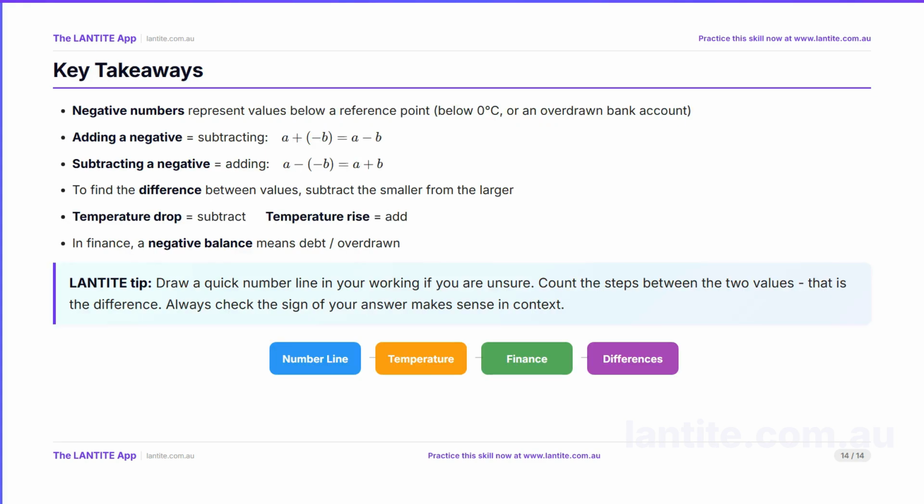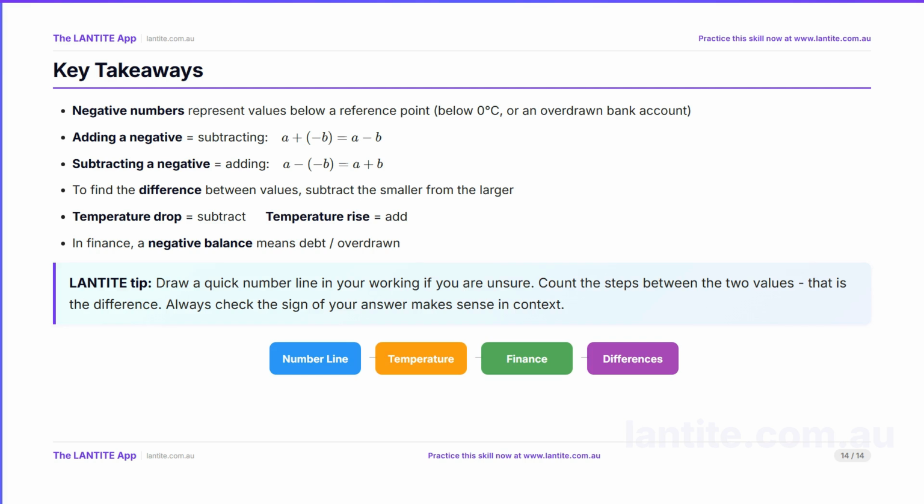Let's recap. Negative numbers represent values below a reference point, like below 0 degrees or an overdrawn bank balance. Adding a negative is the same as subtracting. Subtracting a negative is the same as adding. To find the difference, subtract the smaller value from the larger. A temperature drop means subtract. A rise means add. For the LANTITE, if you are unsure, sketch a quick number line and count the steps. Always check that the sign of your answer makes sense in context.